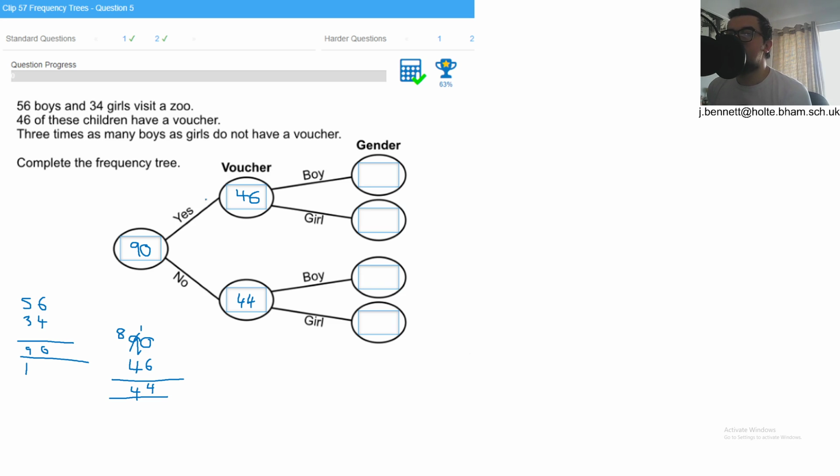And now it says 3 times as many boys as girls do not have a voucher. So, if we let girls equal some arbitrary letter, some algebra, we're going to let them equal G, because, you know, G is the first letter in the word girls. Then it says that boys, well, there's 3 times as many boys as girls, so boys we can equal to B, but this also equals 3 lots of girls, or 3G.